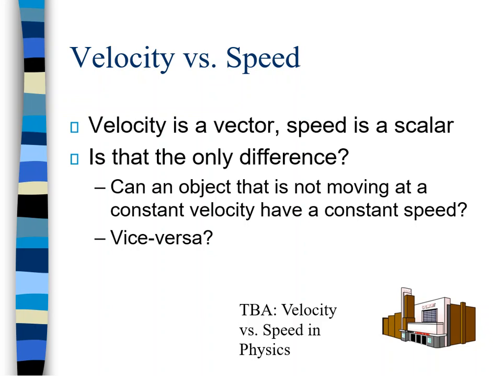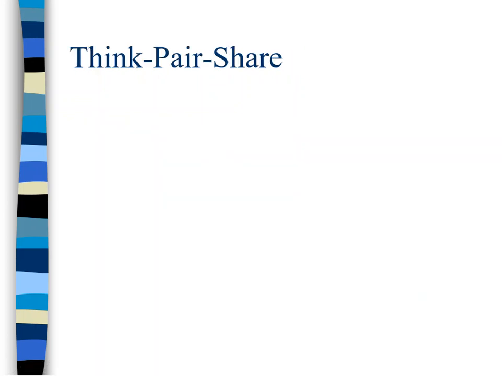Okay, so if we have a constant velocity, can we have a changing speed? No, we can't. If velocity is fixed, that means not only direction is fixed, but also how fast we're going. Okay, good stuff. Let's do a think, pair, share. So let's see. Come on up.